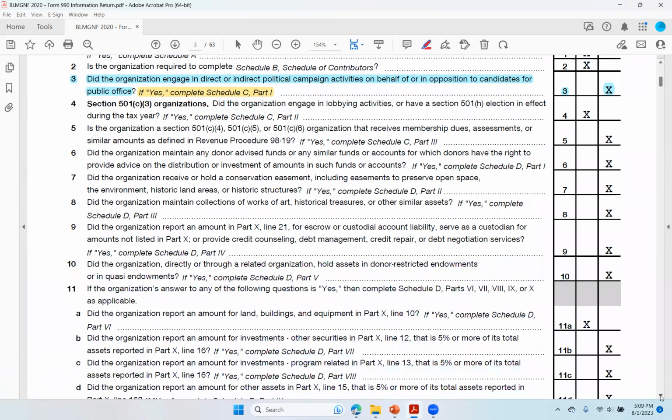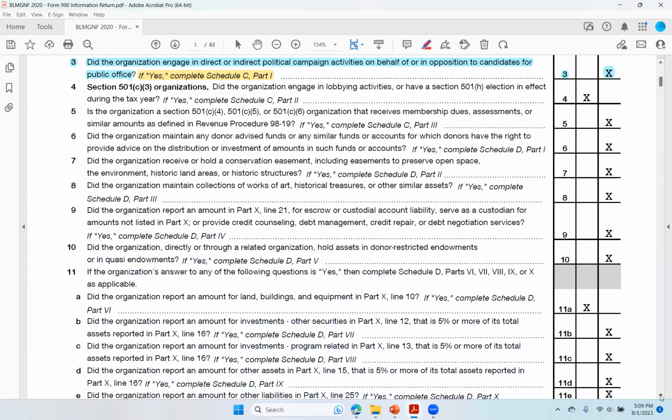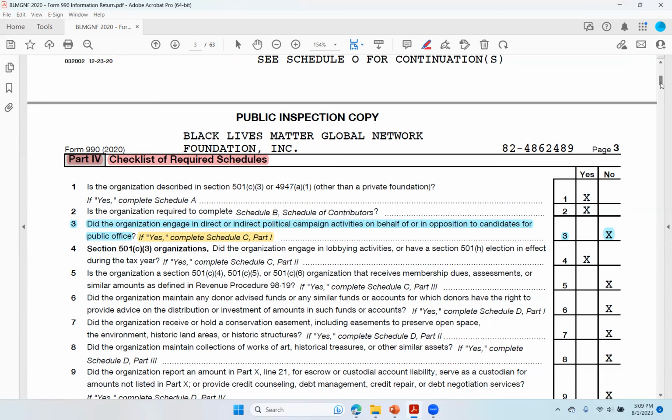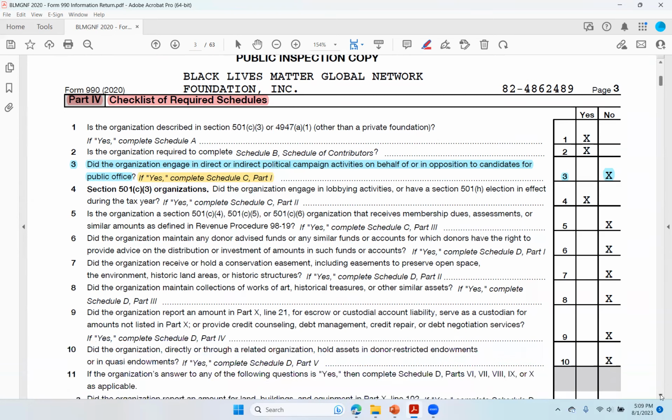Line number 3, I believe, is a red flag, and I'm going to read it. Did the organization engage in direct or indirect political campaign activities on behalf of or in opposition to candidates for public office? If yes, complete Schedule C, Part 1. The person completing the Form 990 answered no for that particular question. And it's a red flag because the answer should be yes.